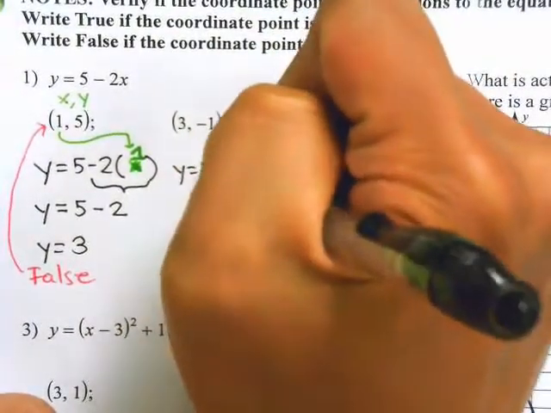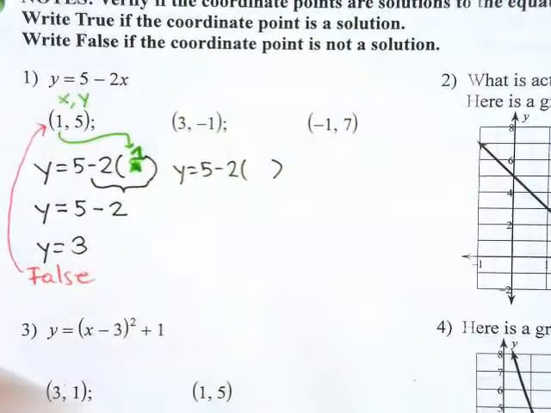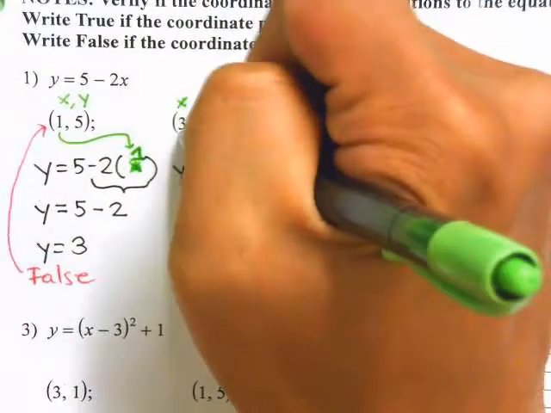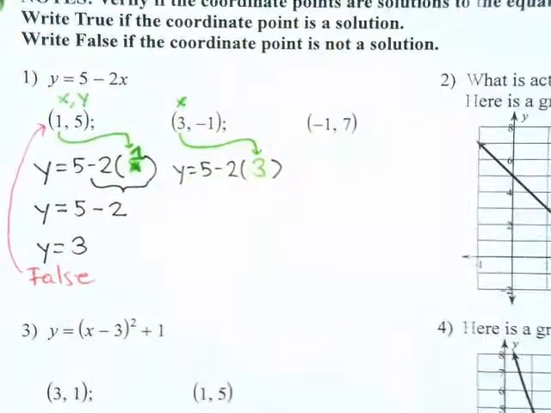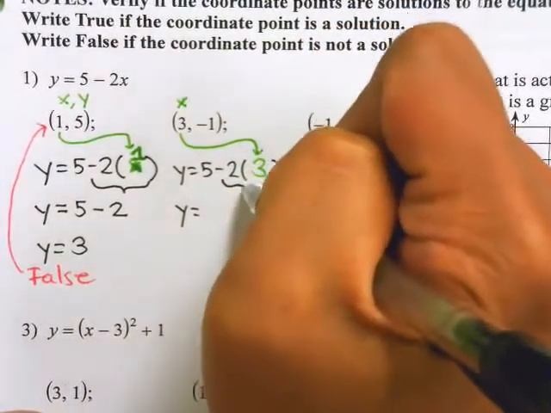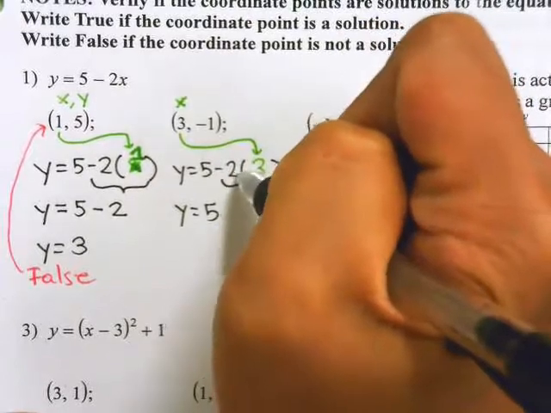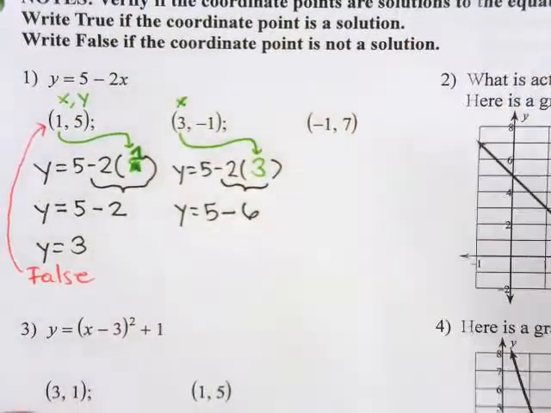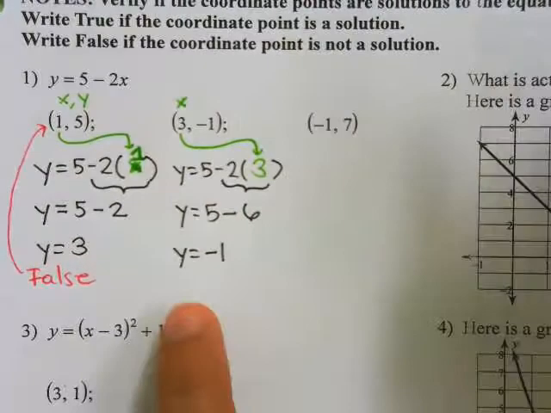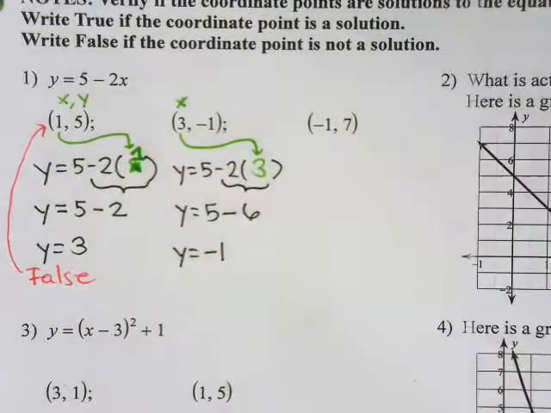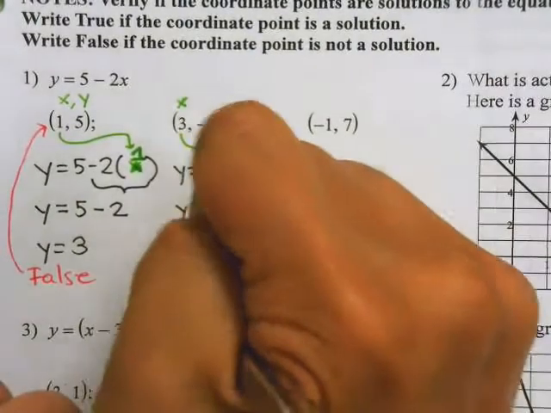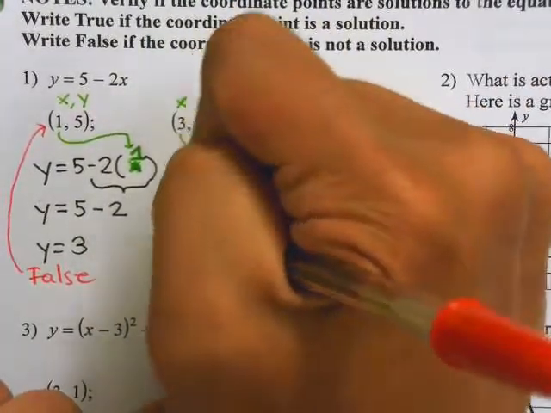So y equals 5 minus 2 times, okay, which number are we going to plug in for (3, negative 1)? We're going to plug in 3 because that's your x. Alright, we're going to do PEMDAS first, your multiplication. Negative 2 times 3 is going to be negative 6. And then 5 minus 6 is negative 1. Now take a look at your y values. Do they match? Yes, they do this time around. Now that they match, this is a solution, and we're going to make this true. So this part over here is true.